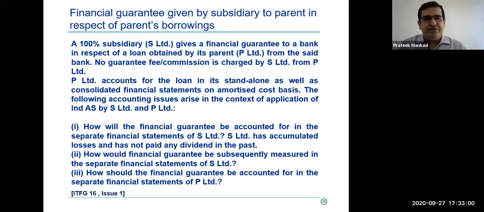The accounting issues that the ITFG had to deal with are as below. How will the financial guarantee be accounted in the separate financials? They have accumulated losses and have not paid dividend. How would financial guarantee be subsequently measured? How should the financial guarantee be accounted in the financials of the parent?